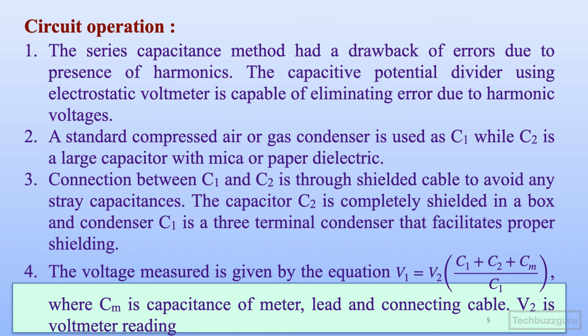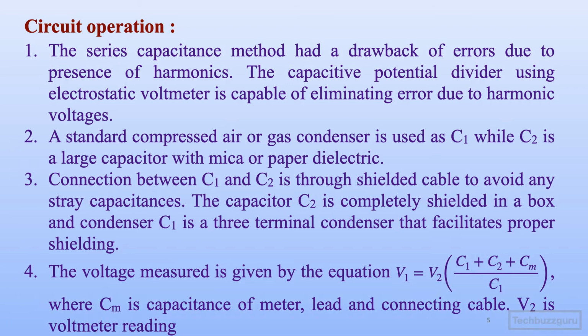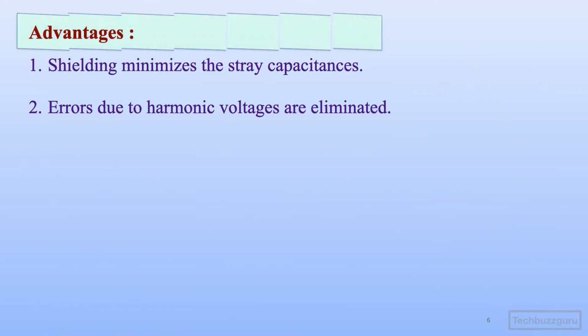So these are all taken into account for calibrating the method of capacitance potential divider, and V2 represents the voltmeter reading. So whatever the voltmeter reads, it can be calibrated in terms of V1 in order to determine the unknown high AC voltage. Let us now move ahead to the advantages of this particular method.